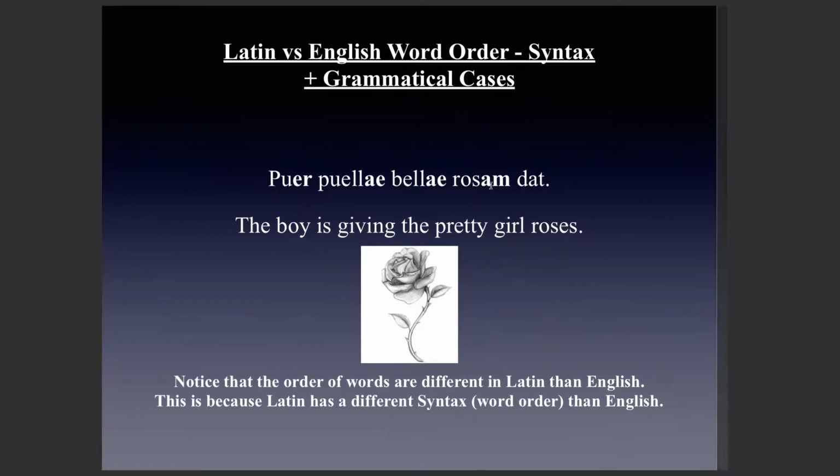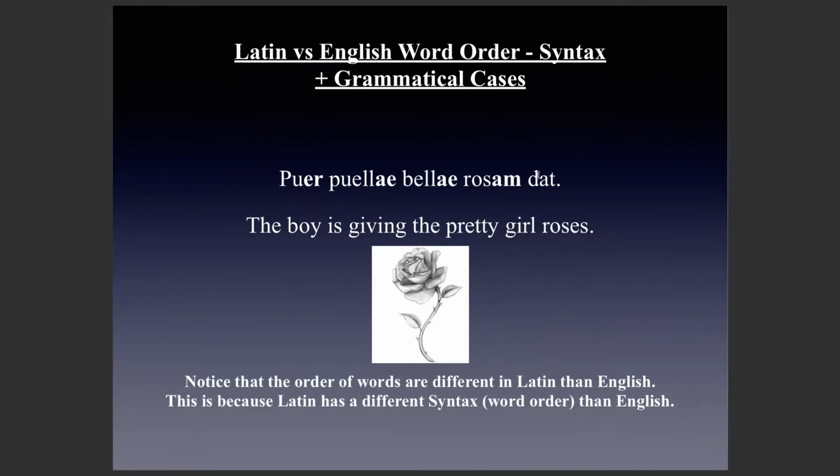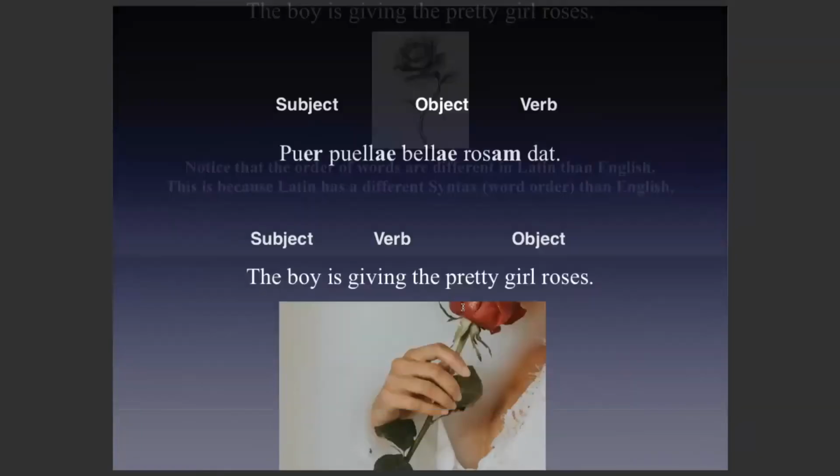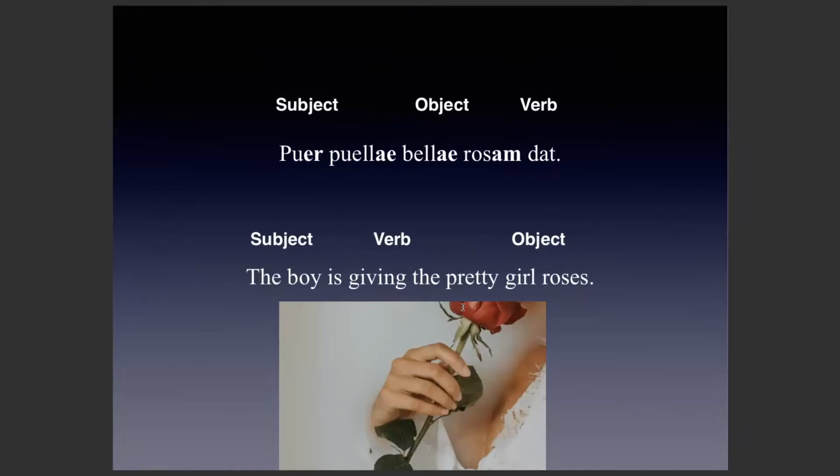And then we have rosa, which is roses, and do, to give, right? It's almost backwards to English, right? So just right now, notice they're in different orders, right? That's because Latin has a different syntax, or a different word order, than English does.